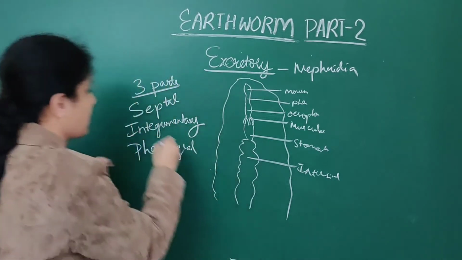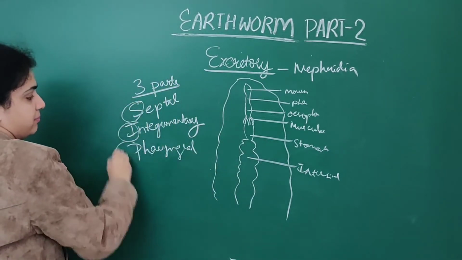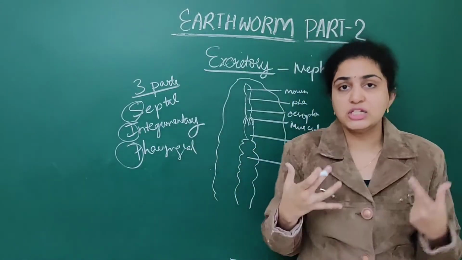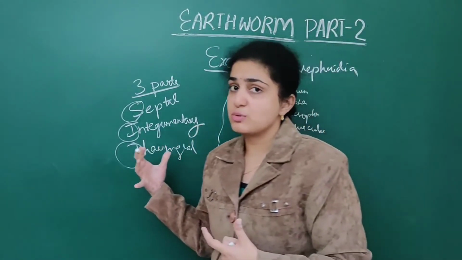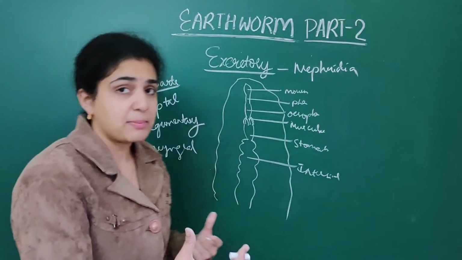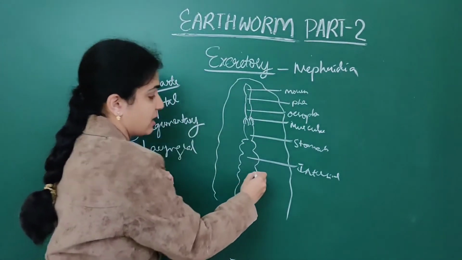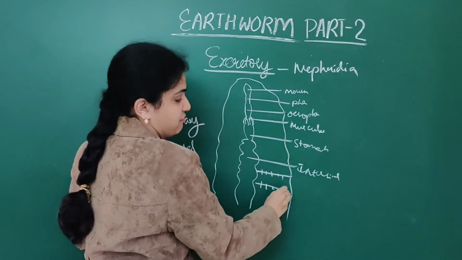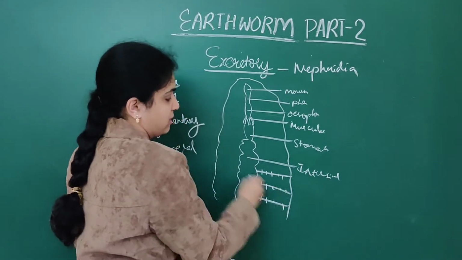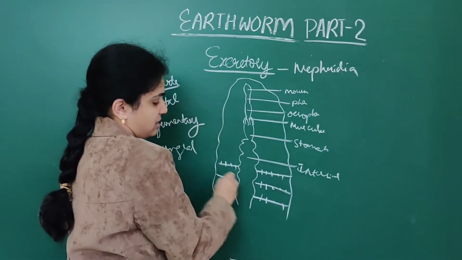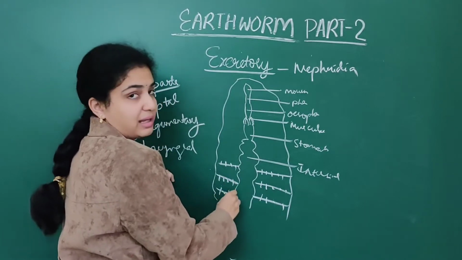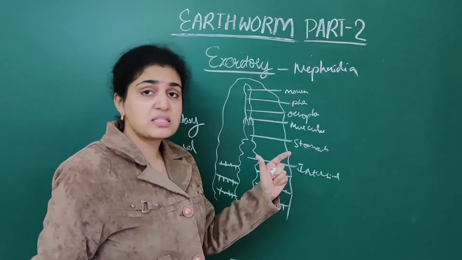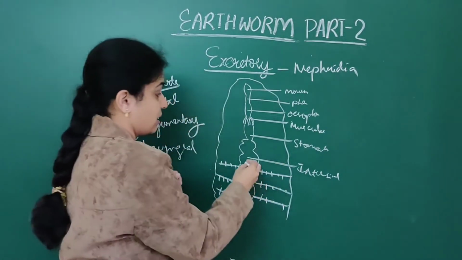SIP, you can remember SIP. That is septal nephridia, integumentary nephridia, as well as pharyngeal nephridia. Septal nephridia first, where are they present? They are present on the body surface from the 15th segment towards the last segment. These are nothing but septal nephridia. From the 15th segment till the last segment of the body, these will extend.